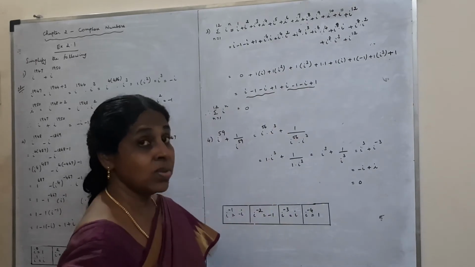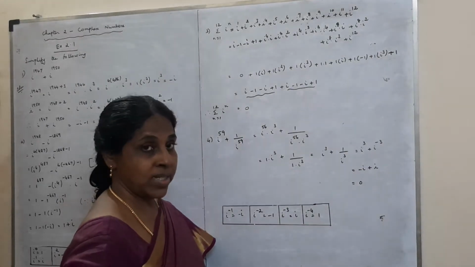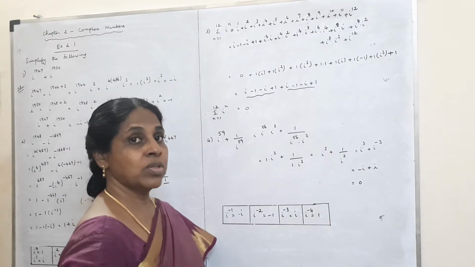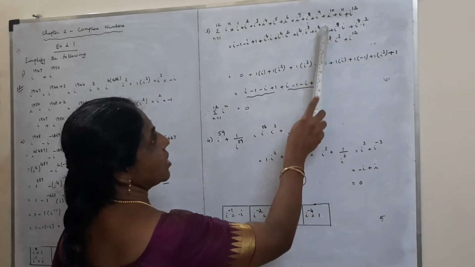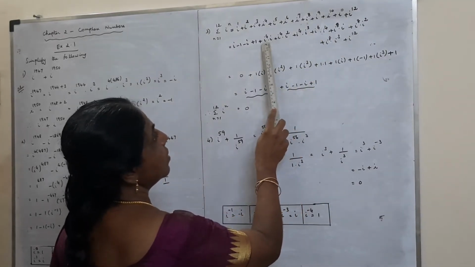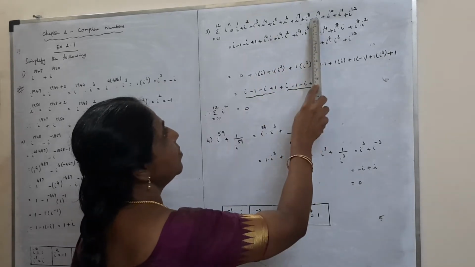Or directly also you can say i power 8 is 1, because i power 4 the whole square, and 1 square is 1. Anyhow, I am making all these things i power 4, so I am uniformly doing that also as i power 4. Then i power 9.